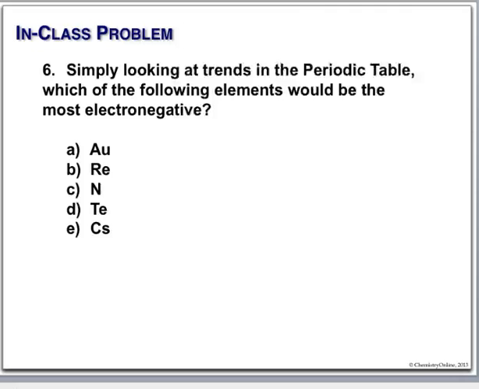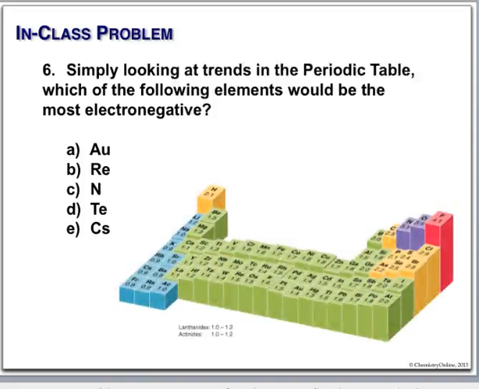Simply looking at trends in our periodic table, which of these guys is going to be the most electronegative? Well, here's our periodic table. And what do we remember about electronegativity? Remember, it starts down here at a very low number. And it heads up on an angle towards fluorine. Another way to show it is with a really cute little periodic table like this, where the height is proportional to the electronegativity. And as you can see, it's a nice little ramp going from here up towards fluorine.